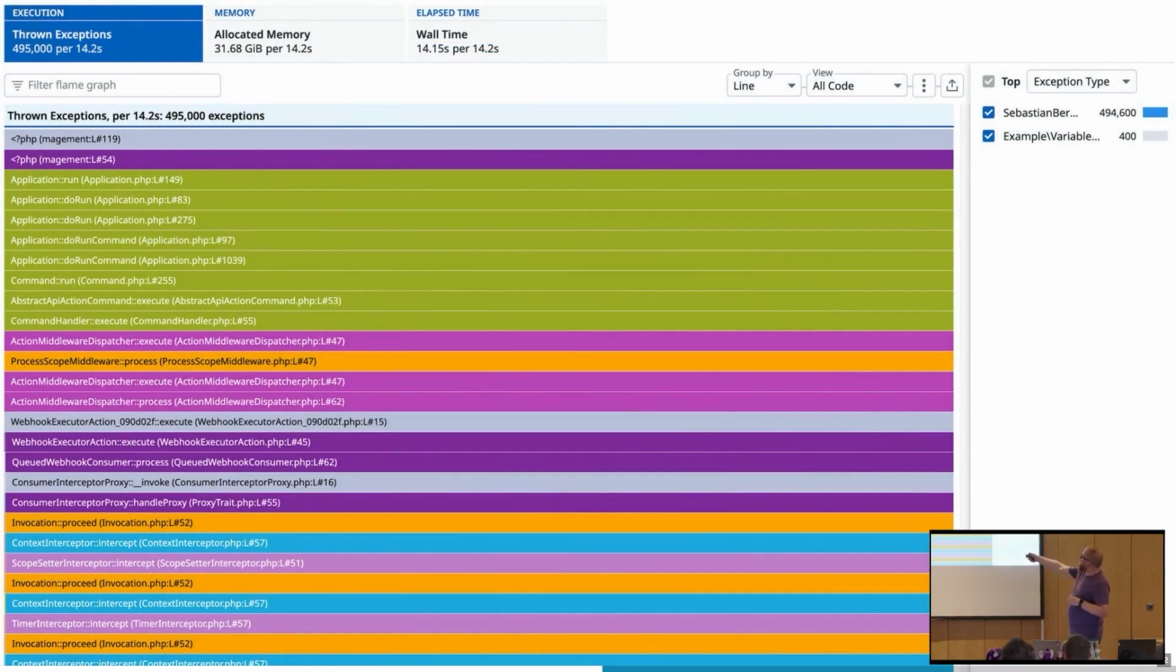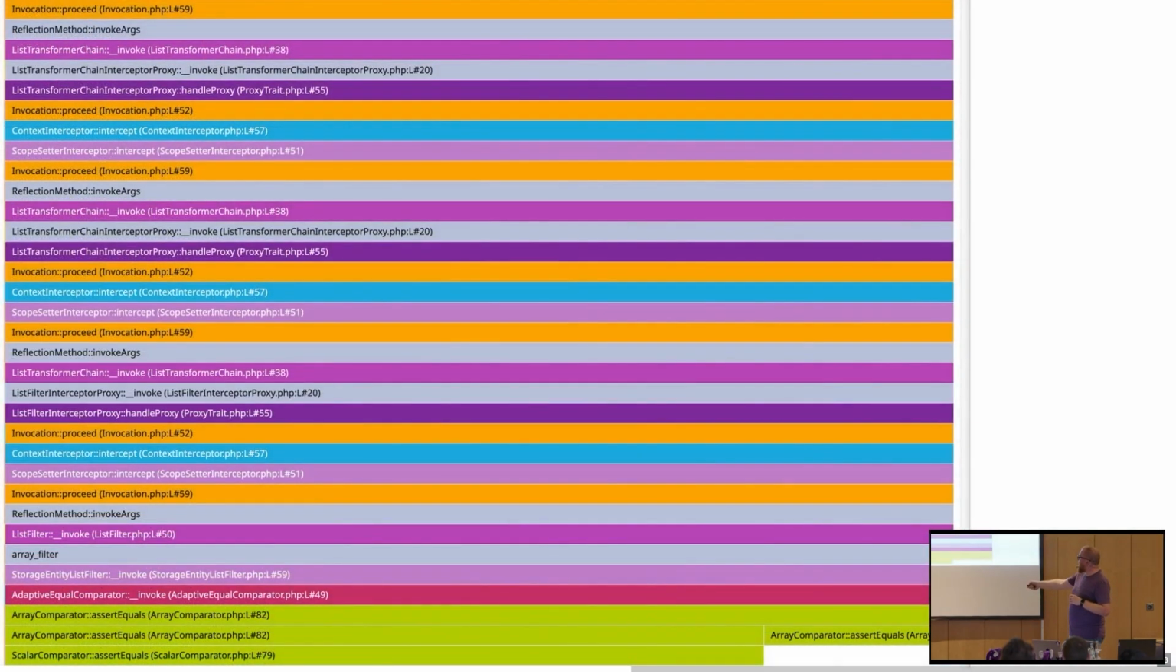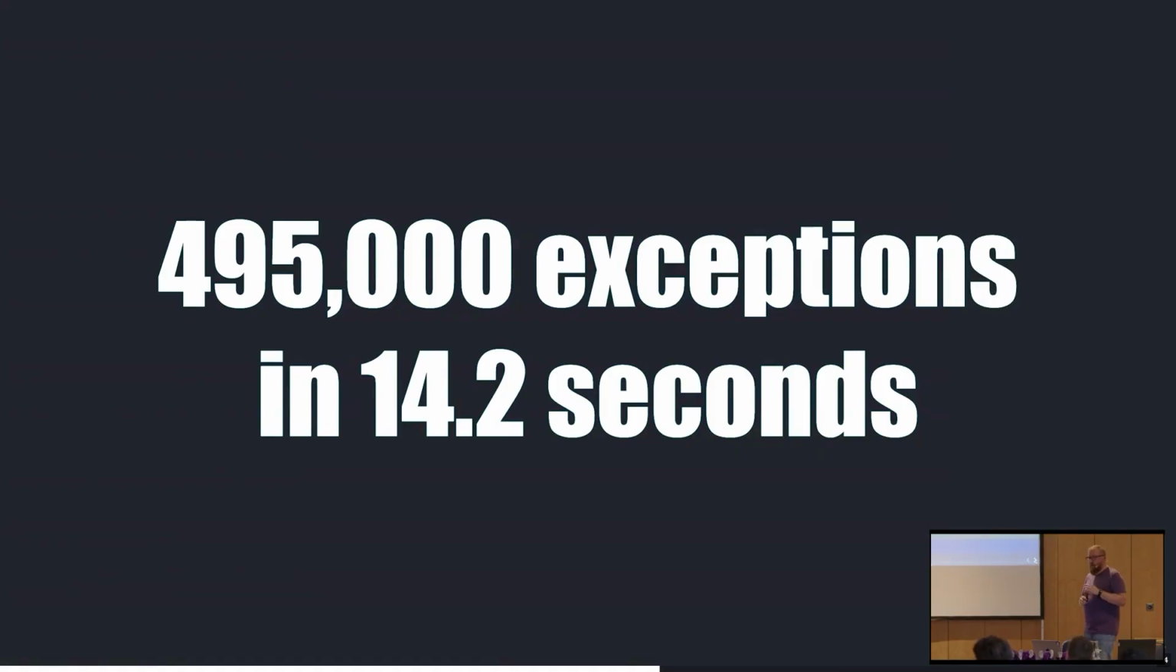When we look at this, we see that in those 14.2 seconds, which is basically the trace span length, the profiler observed that we were throwing nearly 500,000 exceptions. If we go down to the end, we see these two functions: a scalar comparator and an array comparator function, a class that we call assertEquals on, and that throws a ton of exceptions. If we do the math, that is 35,000 exceptions per second. That's a lot. I would say PHP is fast.